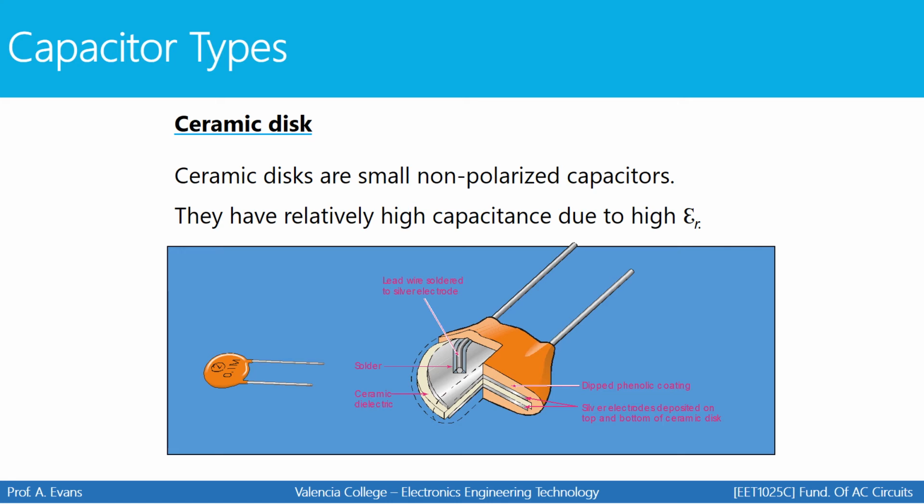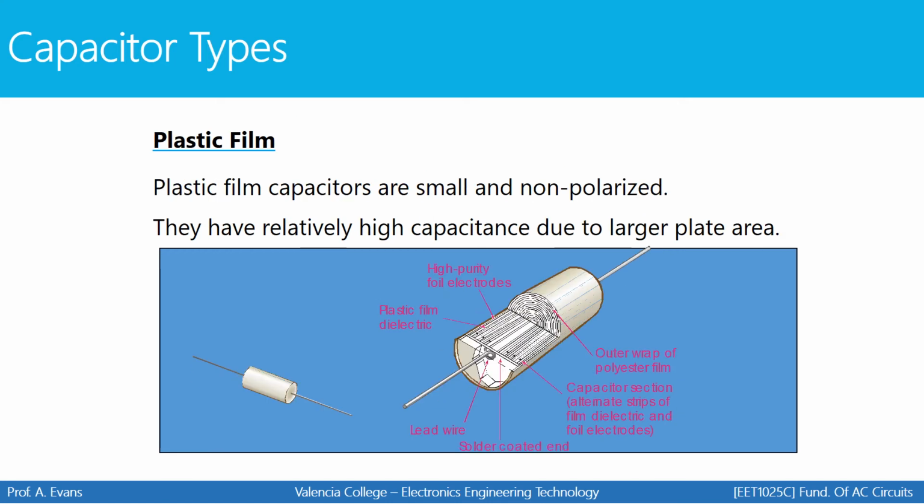These ones are non-polarized. They're plastic film capacitors. These ones have a small round cylinder body. They're typically silver with your two leads on either end. These are also non-polarized. They have a relatively high capacitance due to the larger surface area on the plate.